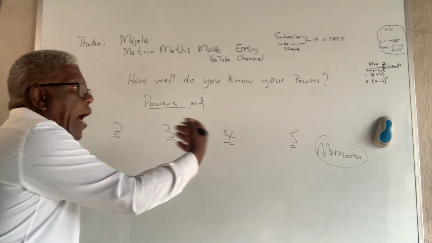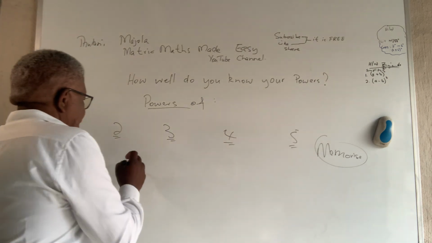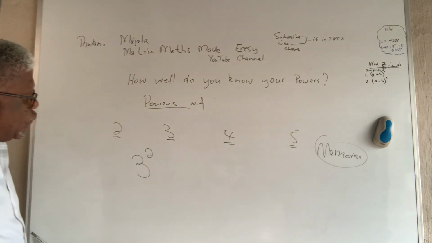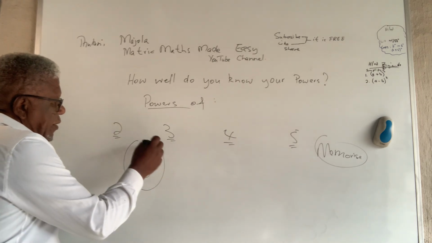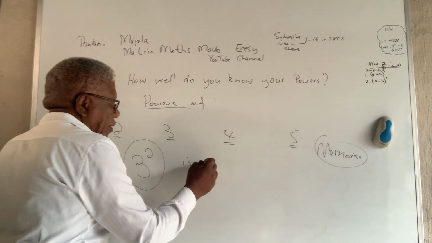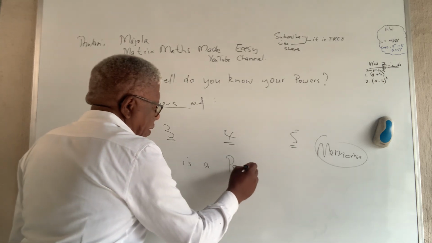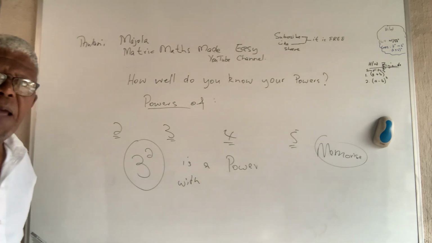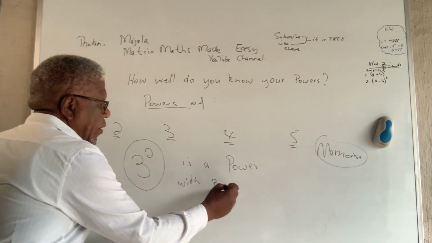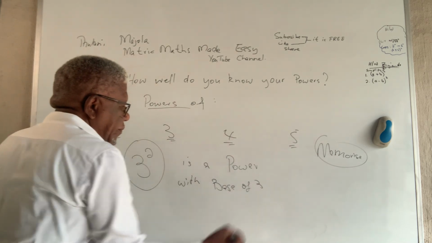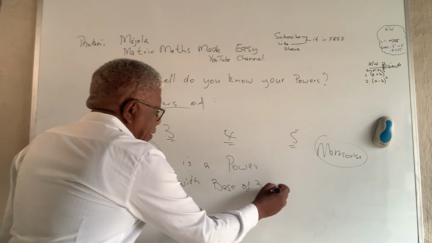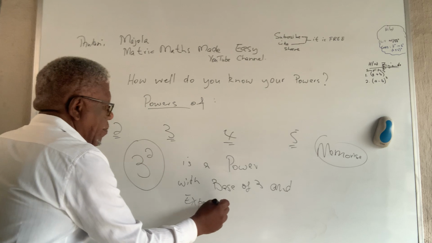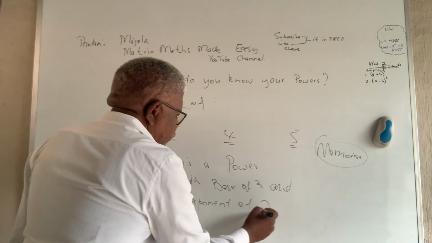Now, what is a power? Example, if you take 3 to the power of 2, this is a power, with a base of 3 and an exponent of 2.